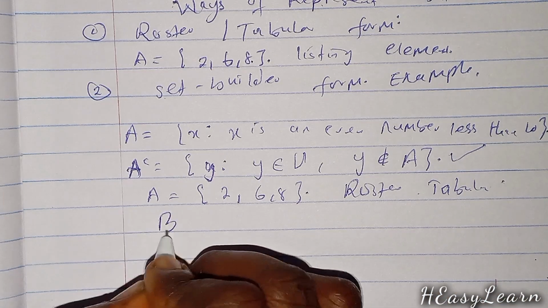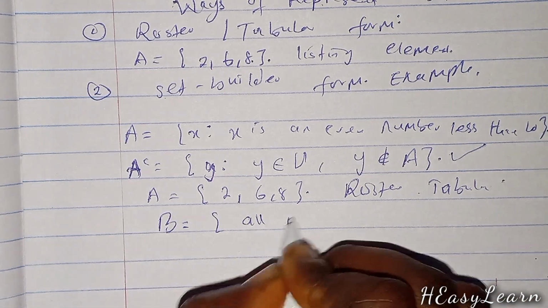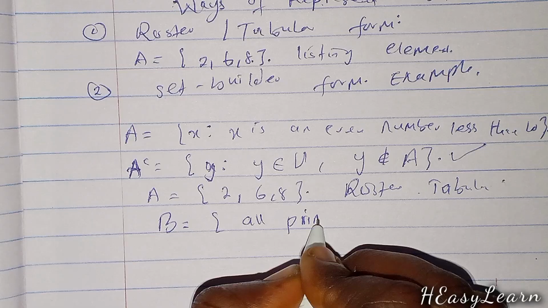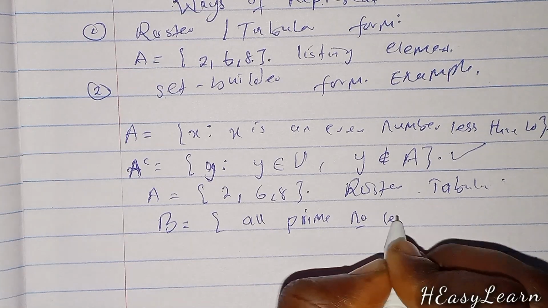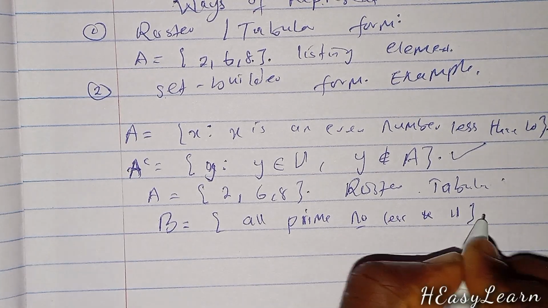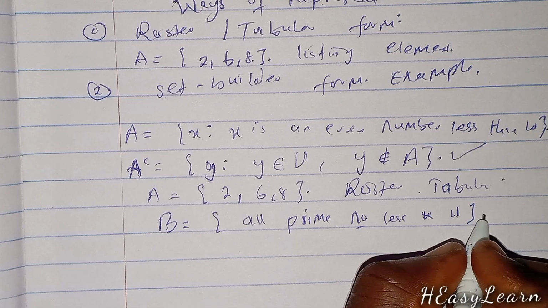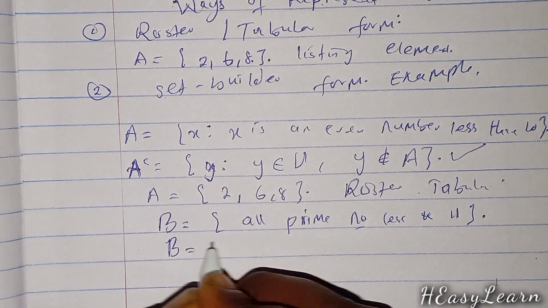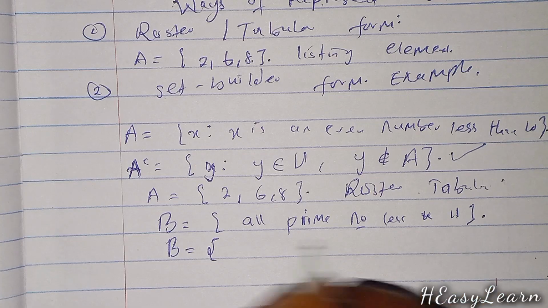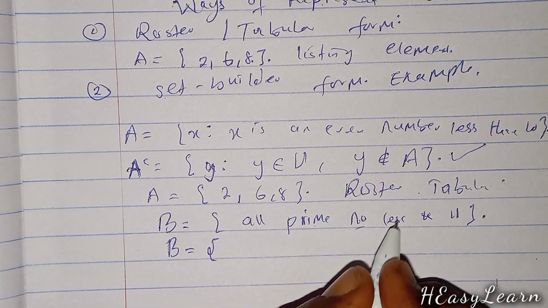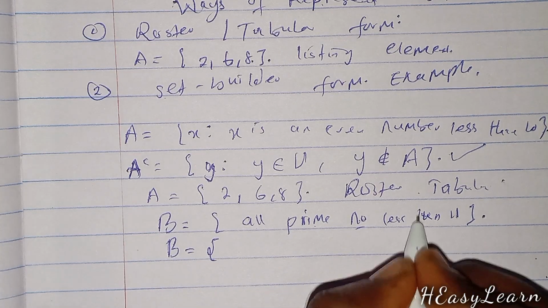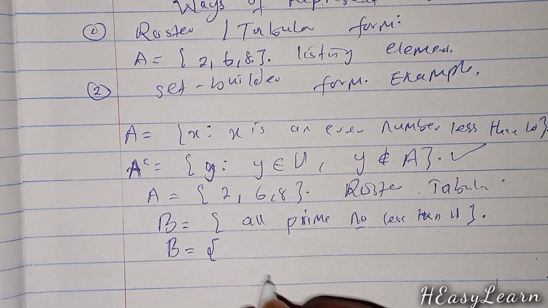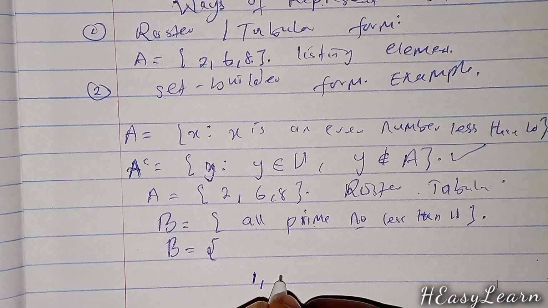In a case where they say B is all prime numbers less than 11, then this is a set builder form. So you now be the one to list what this set is saying: all prime numbers less than 11. Remember that a prime number is a number that has only two factors, 1 and itself.